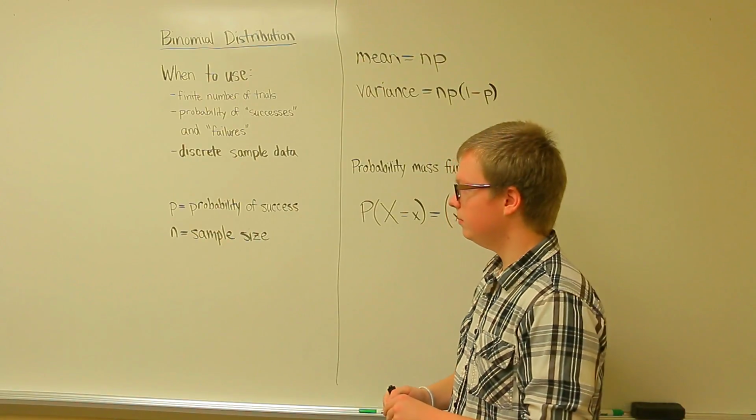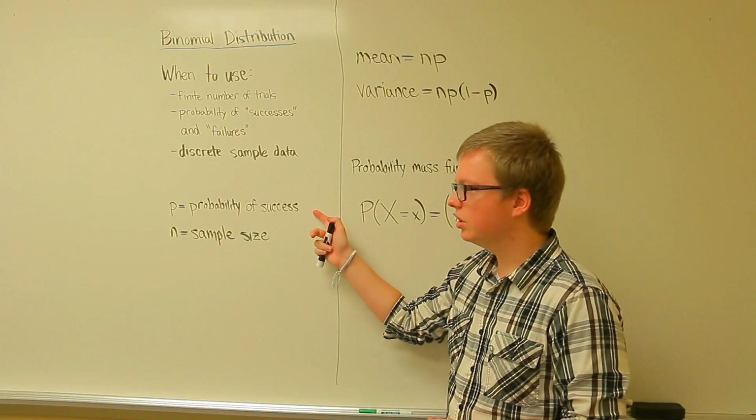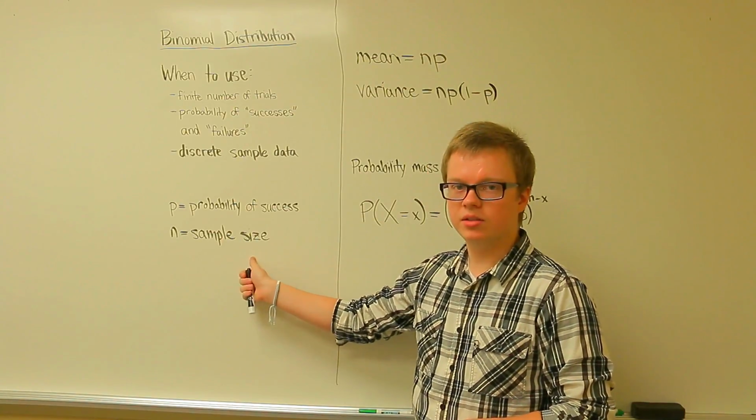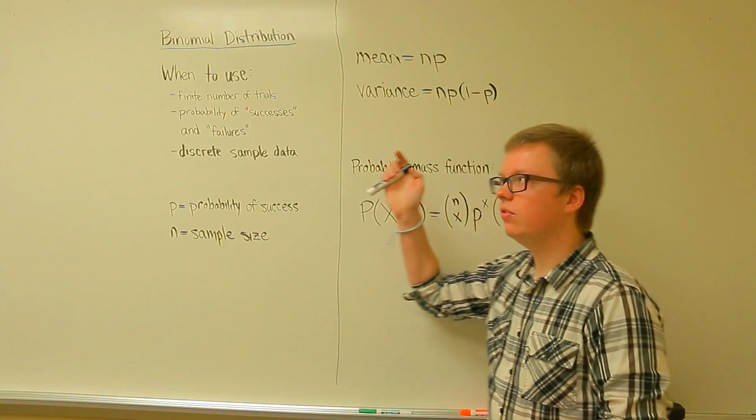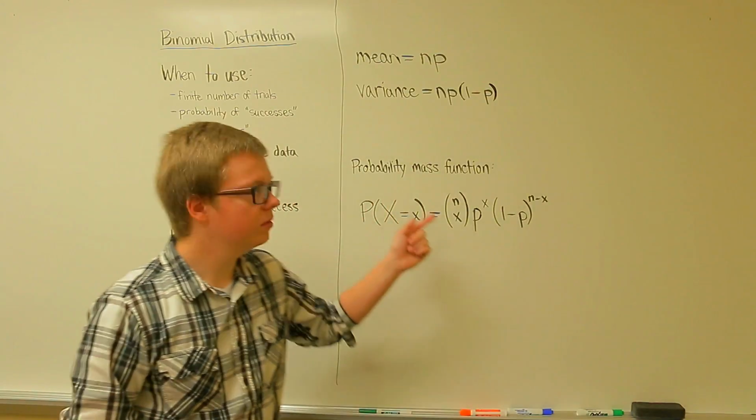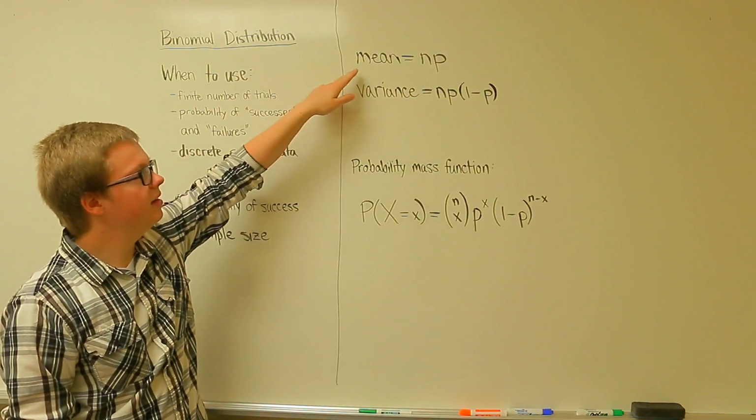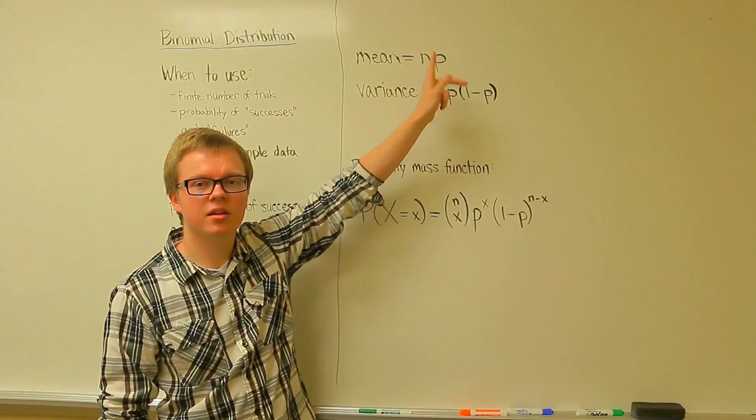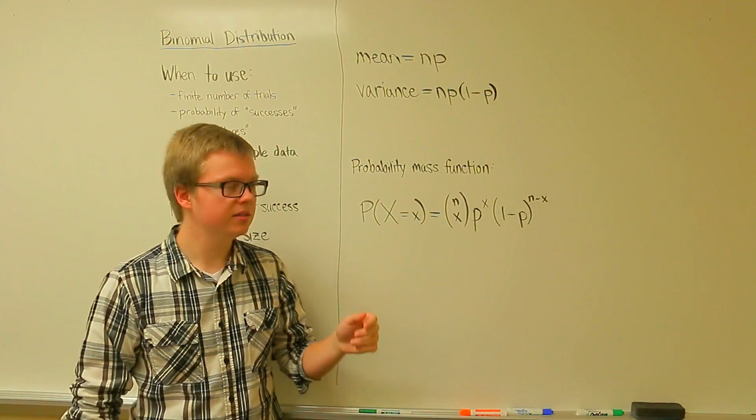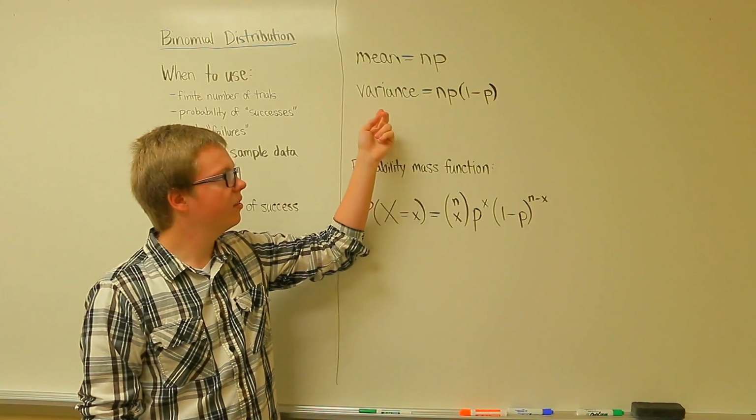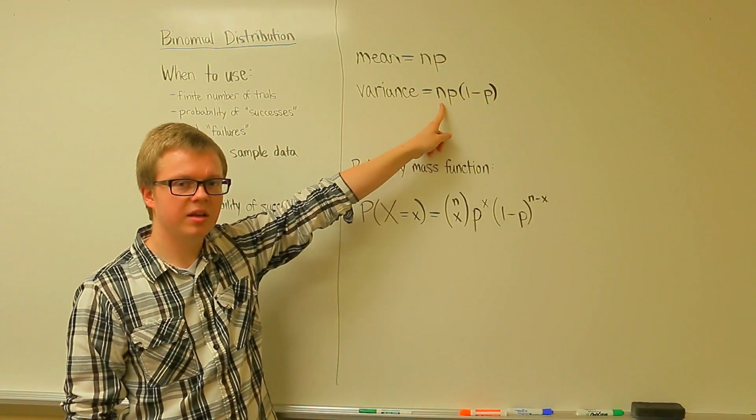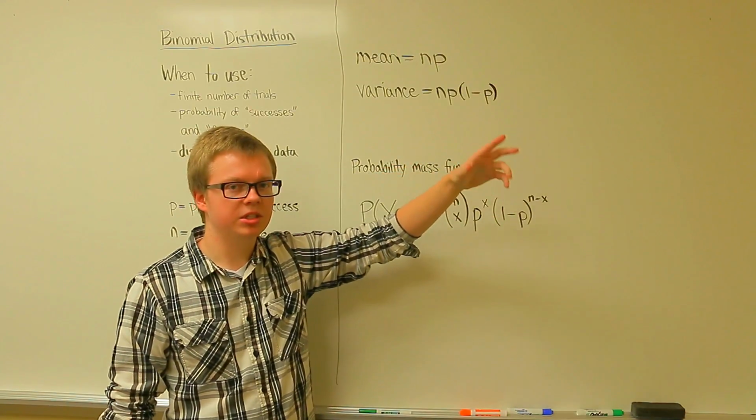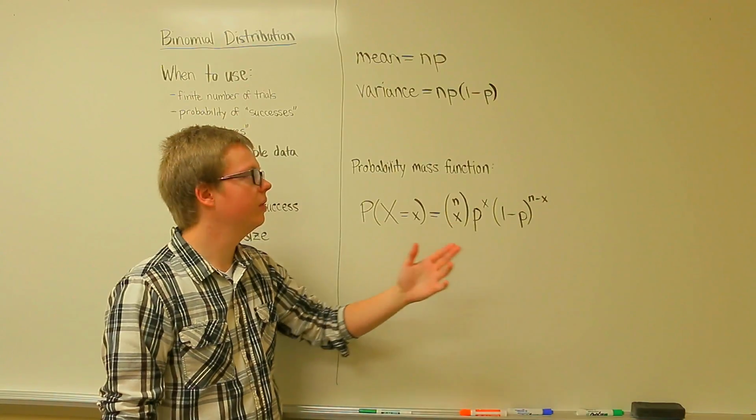It's a whole number. So for our notation, p will be the probability of a success, and n is our sample size. And from there we have a few details about the binomial distribution. The mean of the binomial distribution is the expected value. You take the sample size, multiply it by the probability of success. The variance is another formula you need to know. You take the sample size times the probability of a success times 1 minus p, which is the same as the probability of a failure.